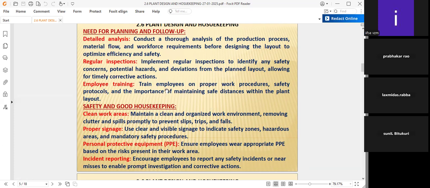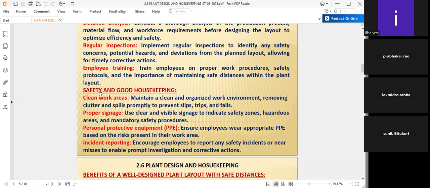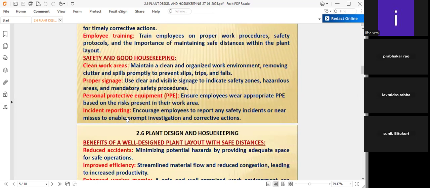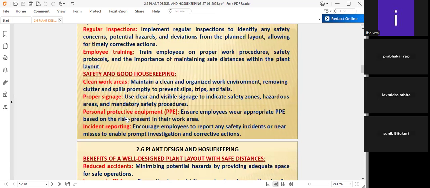Safety and good housekeeping: everybody knows, but how far do people adhere to housekeeping? People think that housekeeping is only cleaning. Housekeeping is not cleaning. Housekeeping is orientation, the plan itself. It is linked to the design also. That's why the title is plan, design, and housekeeping. These are combined. But in organizations people think housekeeping is just cleaning. Not cleaning, sir. It is a very vast subject.